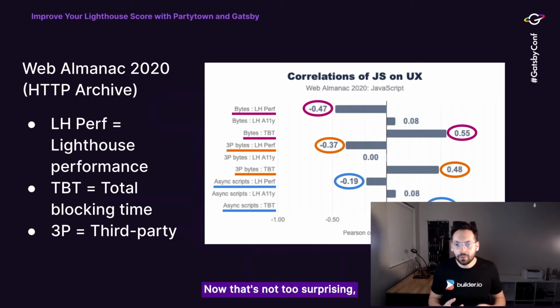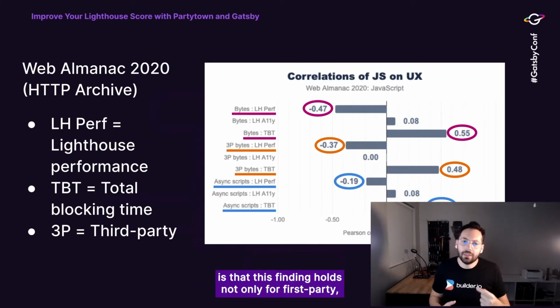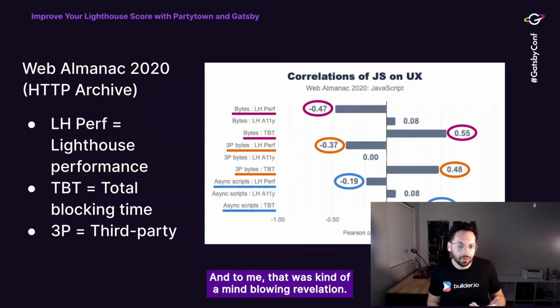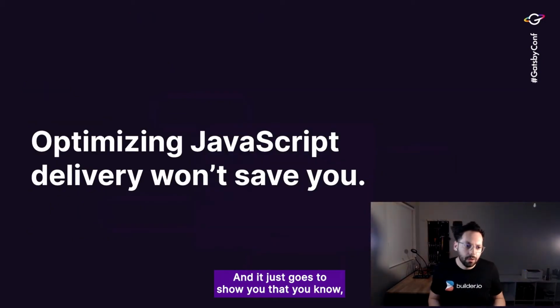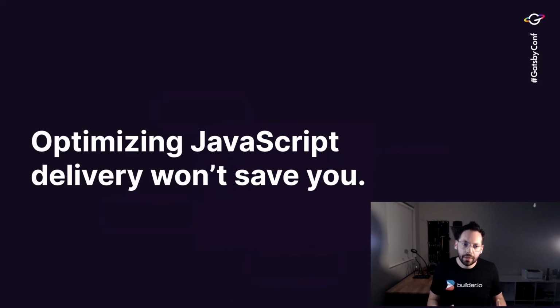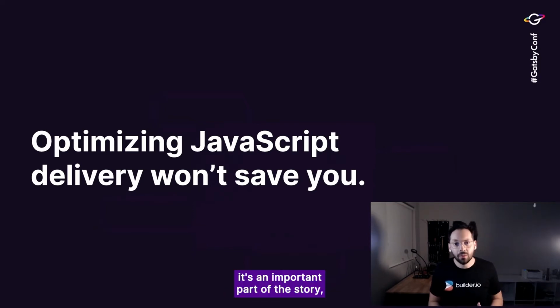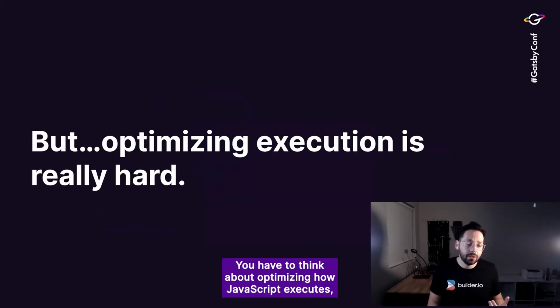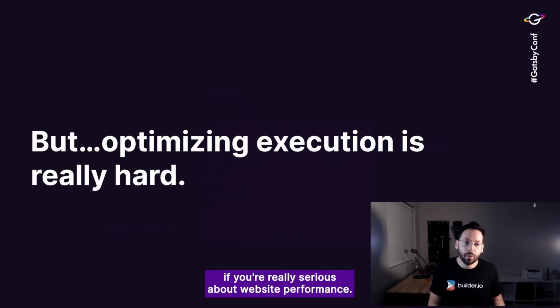Now, that's not too surprising, but what's interesting to me is that this finding holds not only for first-party, not only for third-party JavaScript, but also for async JavaScript, script tags that have async in the tag. To me, that was kind of a mind-blowing revelation. It just goes to show you that optimizing how your JavaScript loads is an important part of the story, but it's not going to save you. You have to think about optimizing how JavaScript executes if you're really serious about website performance.